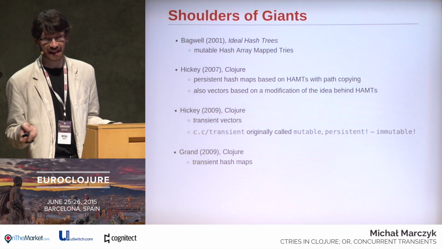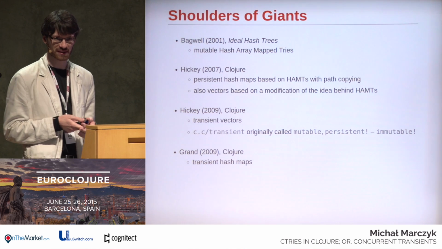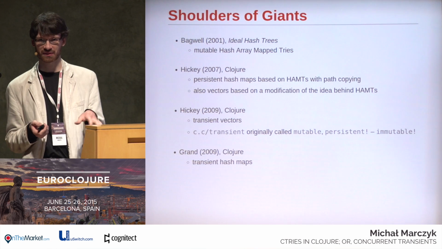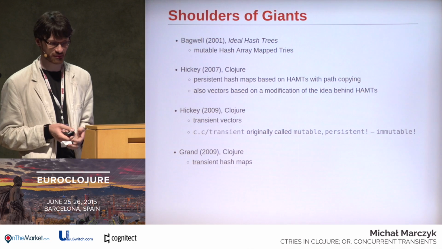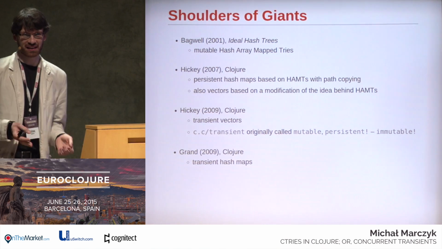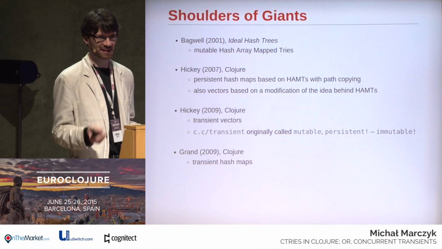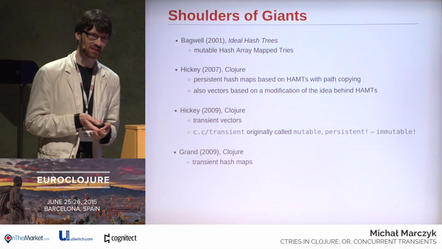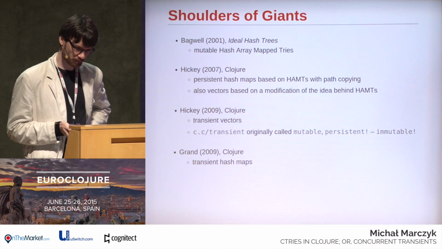So transients are, again, a Rich Hickey idea. They originally appeared in 2009, at first for the vector, and then later in 2009, Christophe implemented a transient-enabled version of the persistent hash map. And so it is the shoulders of these giants that would have been available to support further giants possibly interested in climbing onto them when the inventors of ctrees were starting to work on them.